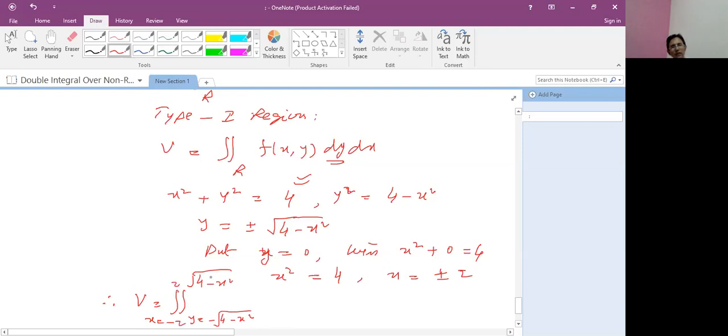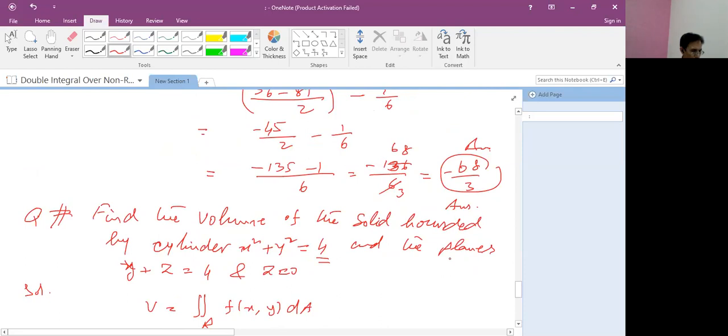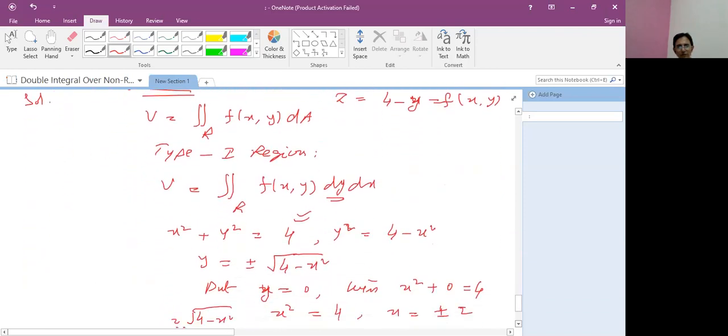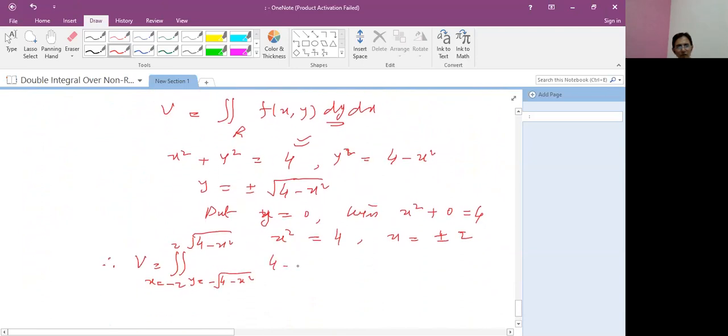Friend, y is in terms of x, and the function is given. Where can you determine the function from? We can determine the function from this equation. What is z? z equals 4 minus y. So z depends on f of x y, which is called the function. So what is f of x y? It is 4 minus y. Student, we put 4 minus y here. This is called the function, and the function is multiplied by dy into dx. So this is called type 1 region.